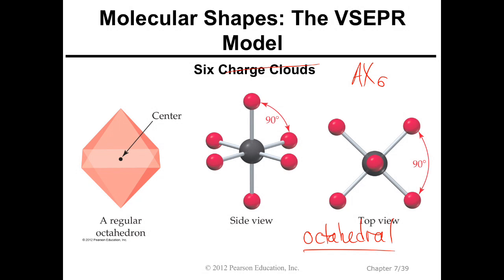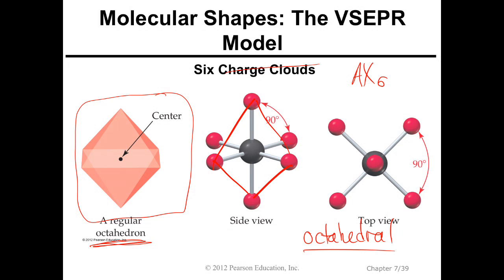The reason why it's octahedral is because you can describe the shape really as having the faces of an octahedron. It's hard for me to show here, but if you were to join these and shade in, you will have this kind of structure. And so this is called an octahedral structure, where all the bond angles, regardless of where they are, are 90 degrees.